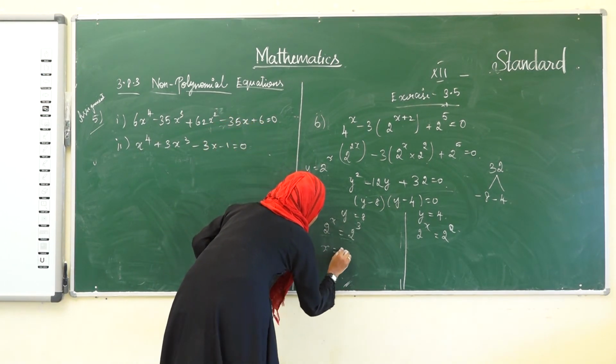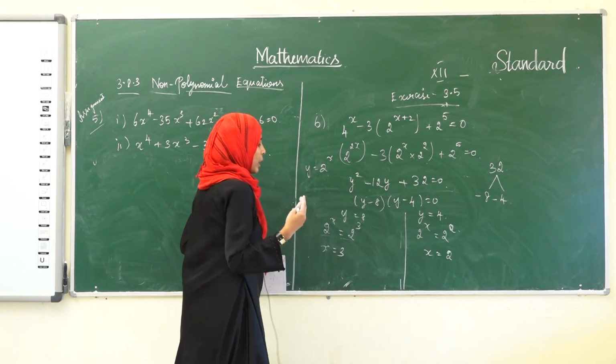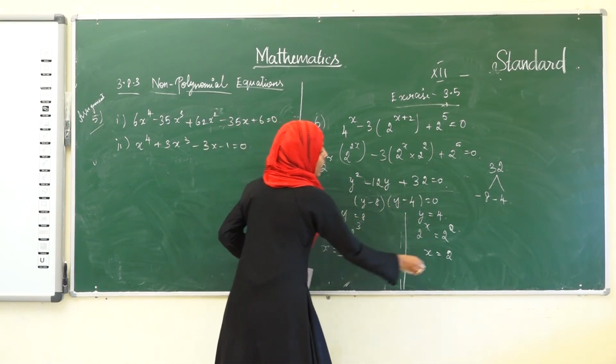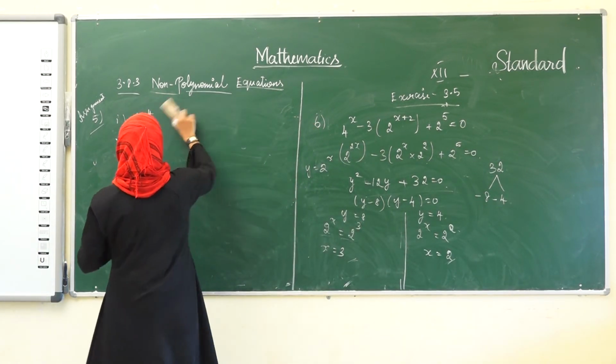Therefore x is equal to 3, x is equal to 2. Therefore the real values of x are 3 and 2. These are the answers. Now let us move on to the last question.